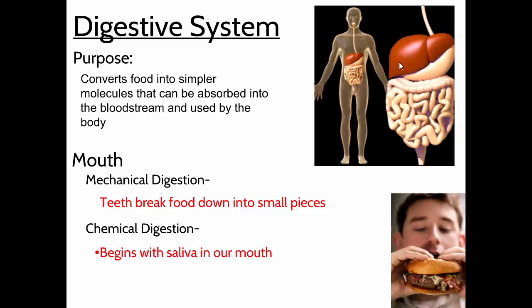So enzymes are specific. One enzyme breaks down certain types of proteins. Another enzyme breaks down starch. Another breaks down fats and so forth. The enzymes that are in our saliva, they break down starch. Okay? And they break starch into simpler molecules such as sugars. Starch breaks down into simple sugars.